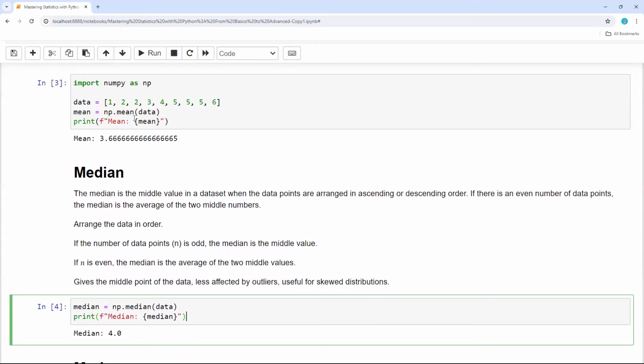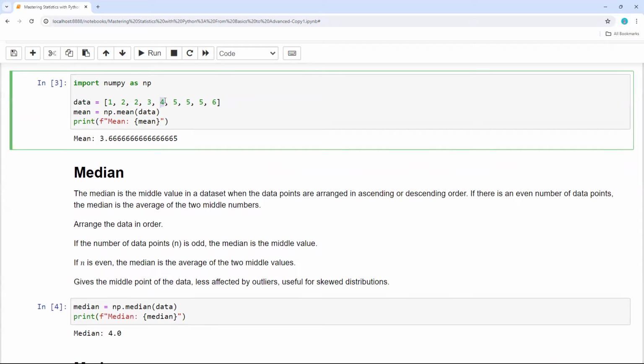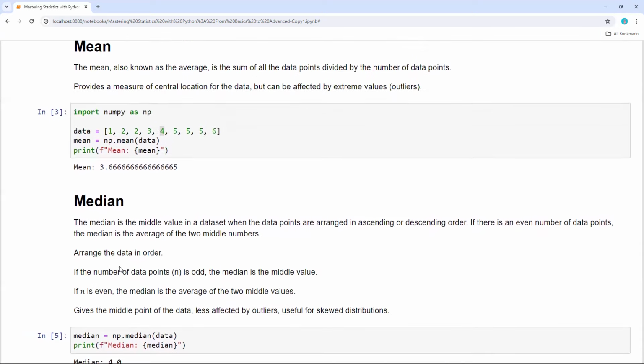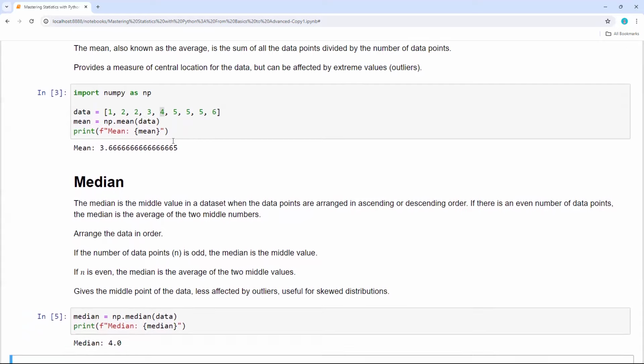Then my data is 1, 2, 2, 3, 4, 5, 5, 5, 6. Here I have 9 numbers, and the middle value is 4. That is why I got 4 as the median. If I run this, my median value is 4. We have 4 numbers on the left side and 4 numbers on the right side, and the middle value is 4. So obviously 4 is my median value.